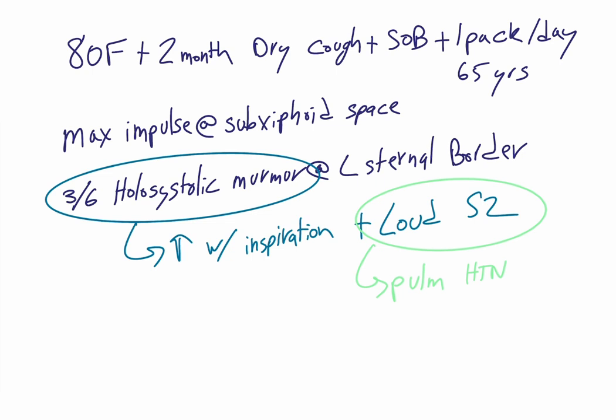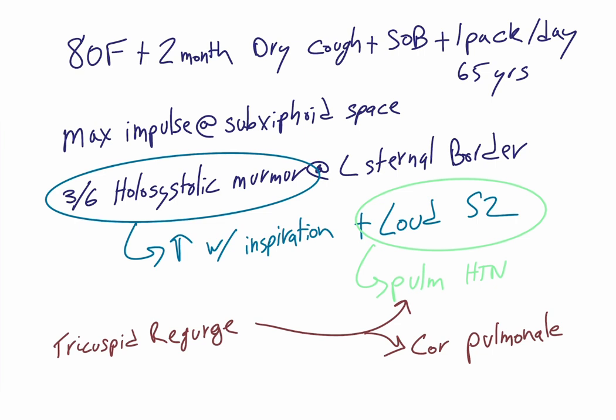You might be wondering, why is there tricuspid regurg in a question about pulmonary hypertension? You have to be able to link that the most common presentation of tricuspid regurg on USMLE is pulmonary hypertension or cor pulmonale.